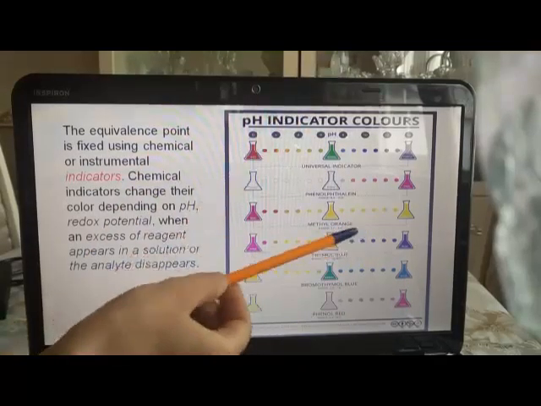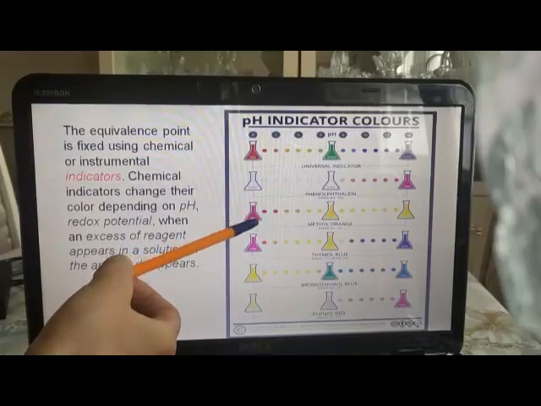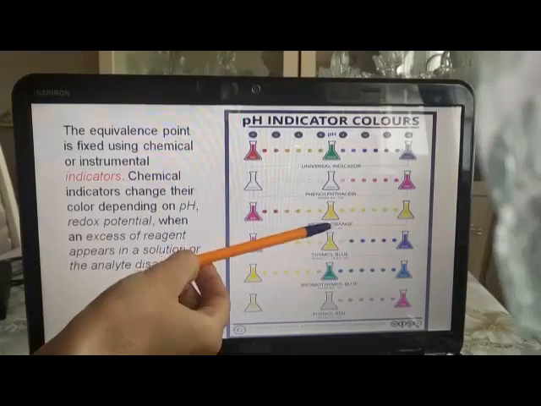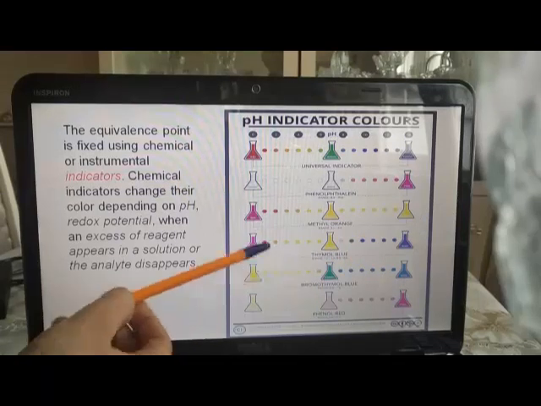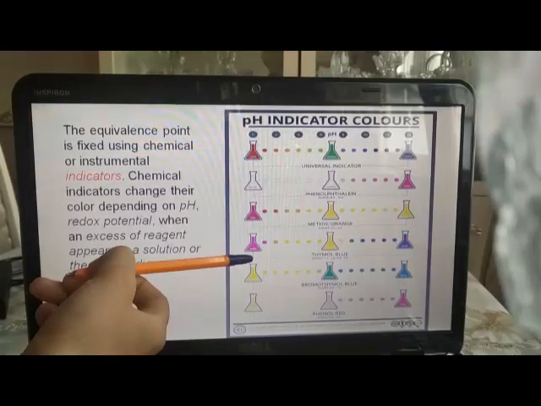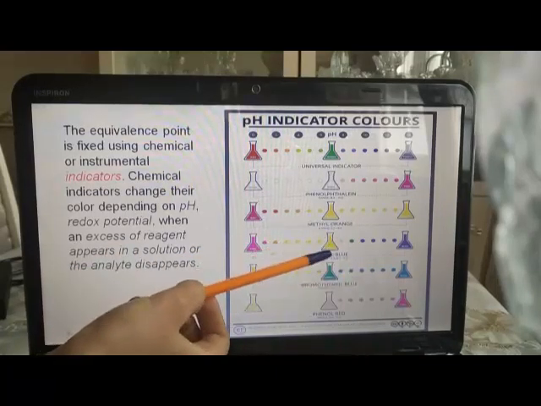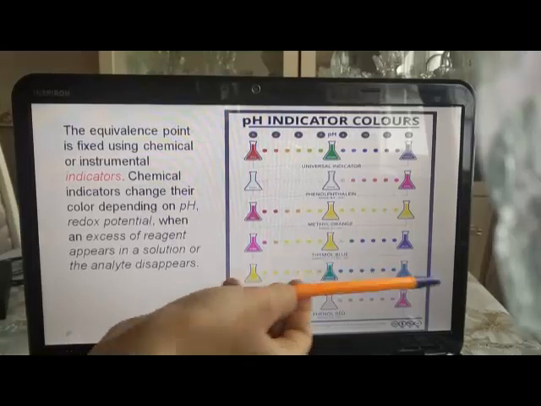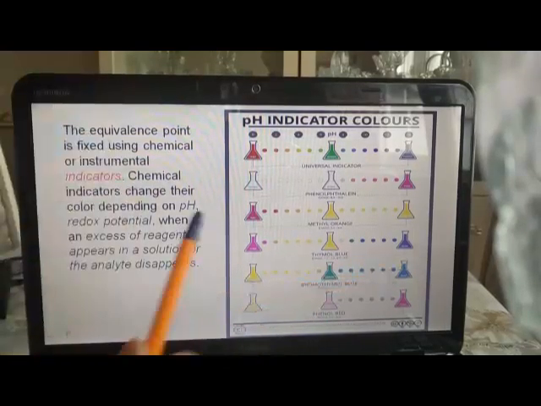Methyl orange, in neutral medium, is orange or red. In acidic medium, it's red, and in basic medium, it's yellow. Thymol blue is pink in acidic medium. In neutral medium, it is yellow, and in basic, alkaline medium, it's blue, and others.